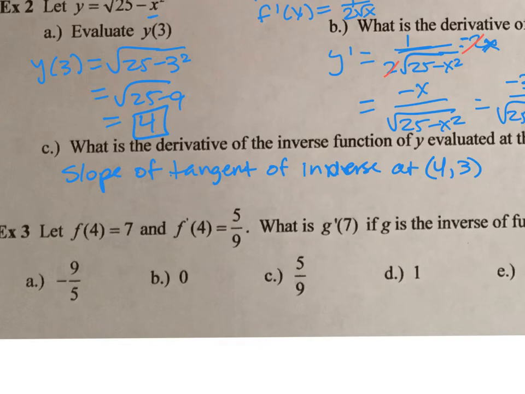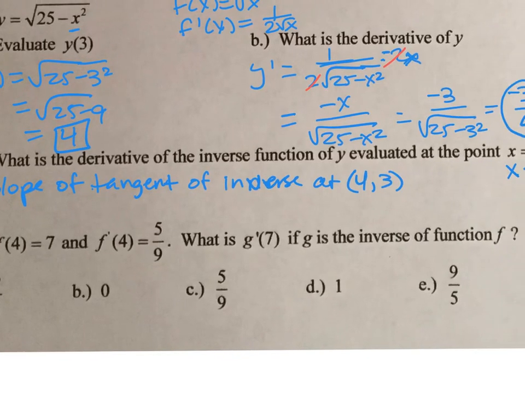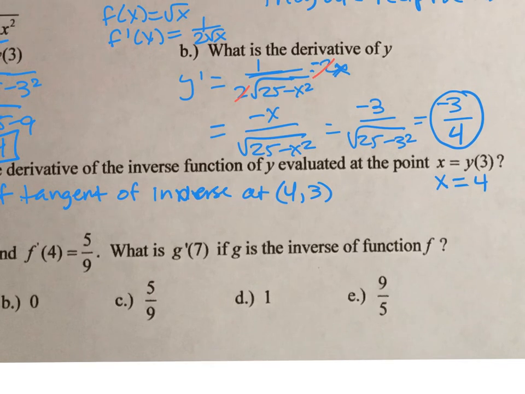All right, so the slope of the tangent of the inverse at the point 4, 3 is going to be just the reciprocal of the slope of the original function at the point 3, 4, which we found earlier, which is right here. Okay, so all we need to do is take this slope, take its reciprocal, so flip it over. So this slope is going to be equal to negative 4/3. It's just the reciprocal.